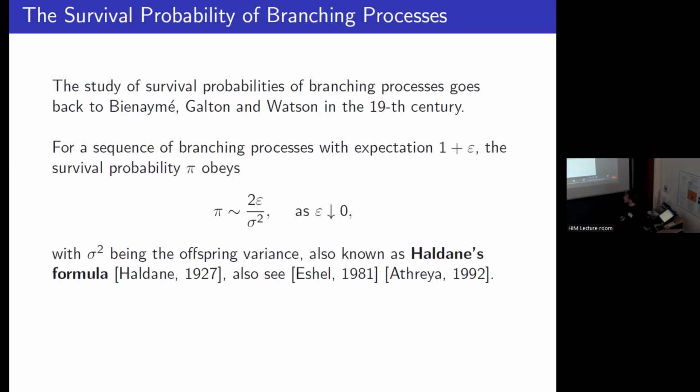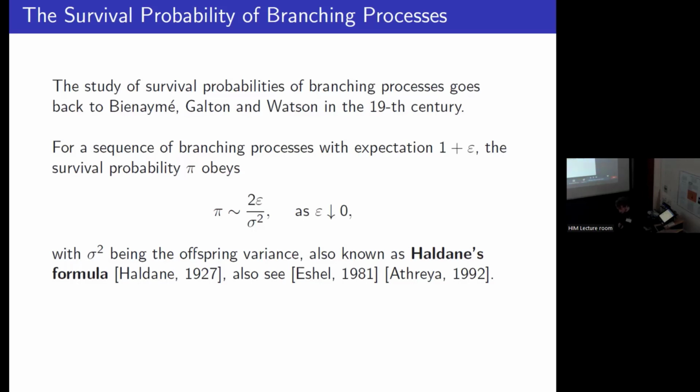Later, in the beginning of the 20th century, all this was made more precise in the following way. For a classical Galton-Watson branching process with an expectation just slightly above 1, which we denote by 1 plus epsilon, and denoting by pi the survival probability, the following asymptotics holds: the probability of survival forever is asymptotically 2 epsilon over sigma squared, where sigma squared is the offspring variance. This holds as epsilon tends to 0. This is by now also known as Haldane's formula, and it has appeared a lot in the literature.